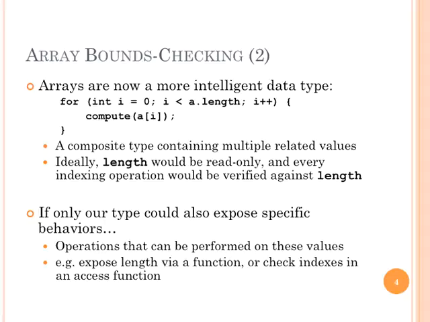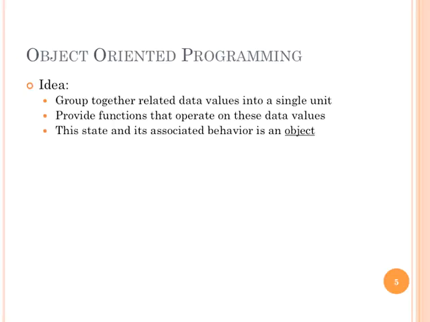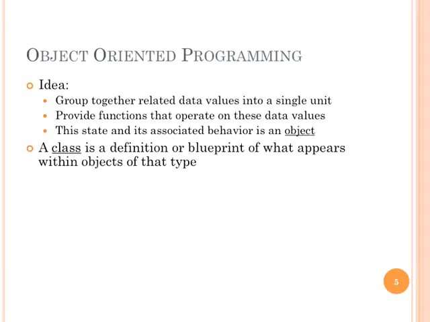It's awesome. And so like I say, if only our type could also expose specific behavior. So let's say that we want to start being able to perform operations on the values in our structs and so forth. And so this leads into the concept of object-oriented programming, where I have some related data values that are grouped together into a unit. I can operate on them through operations that unit of data provides. And now I've suddenly concocted the notion of an object.